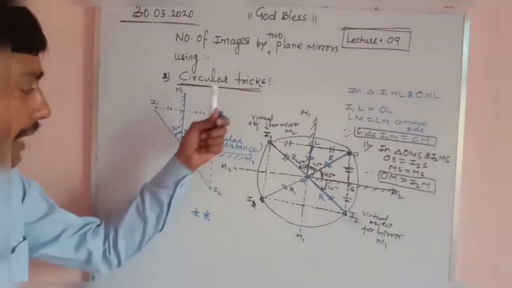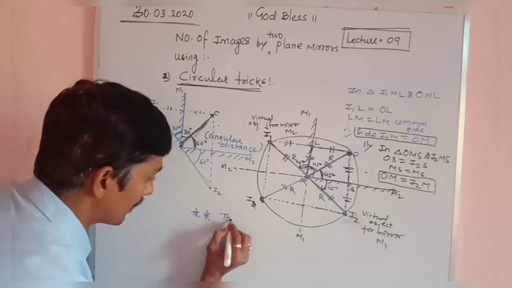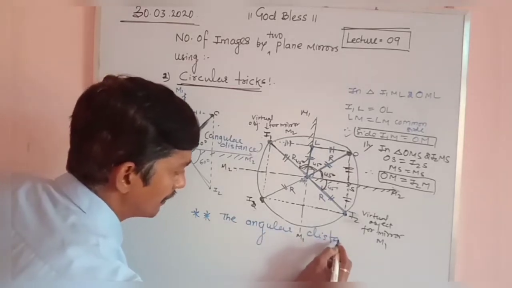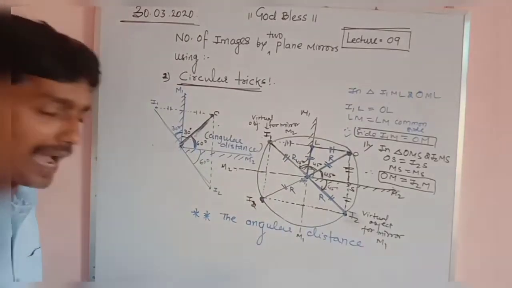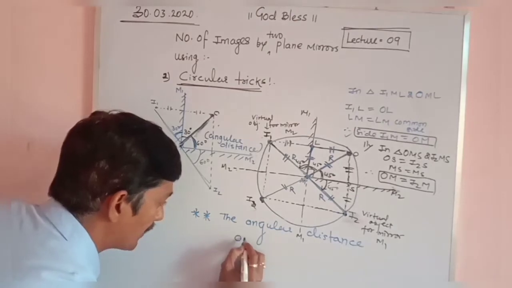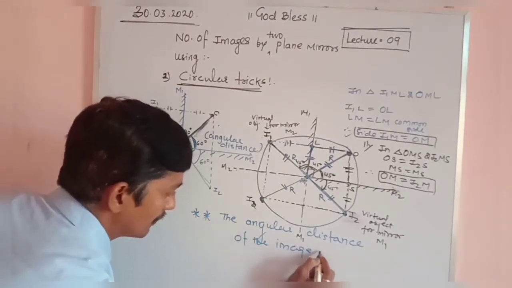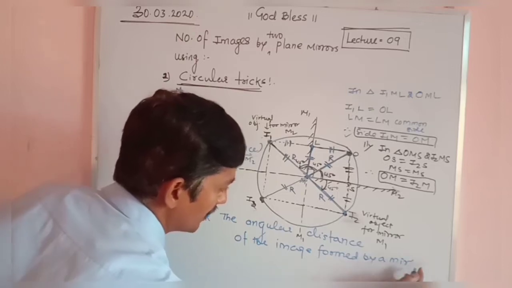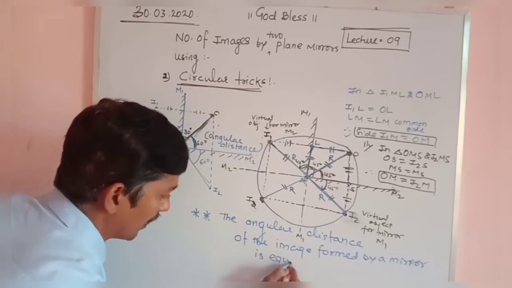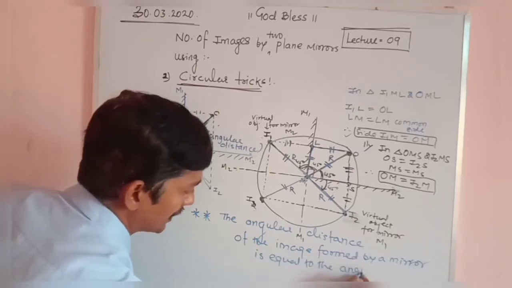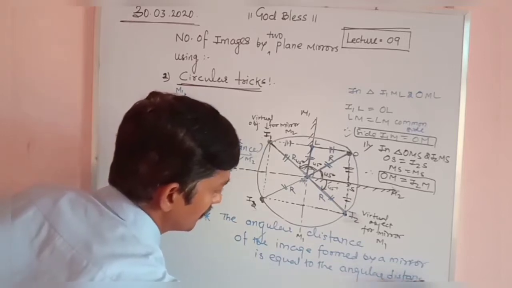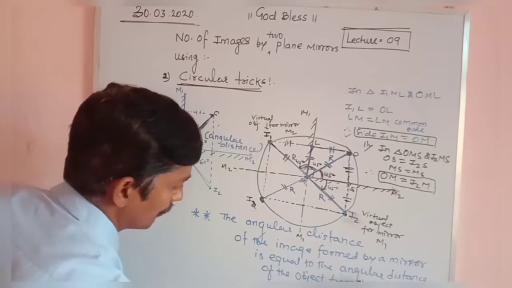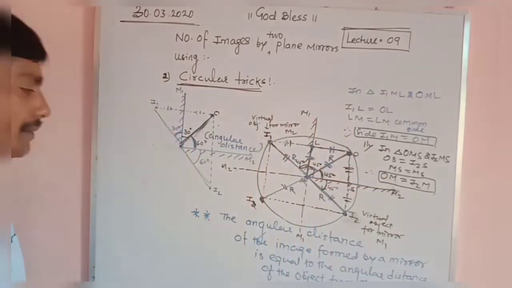We came to know that from the circular trick, the angular displacement, the angular distance of the image formed by a mirror is equal to the angular distance, you can say, of the object from the mirror. Please take care of this.